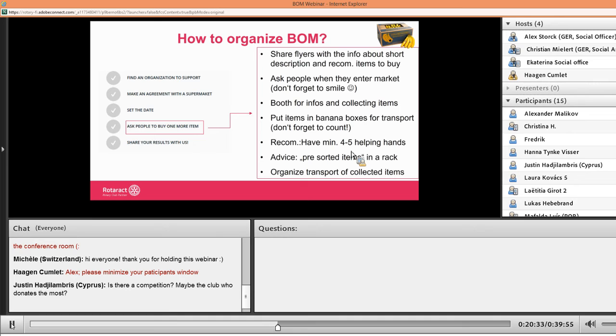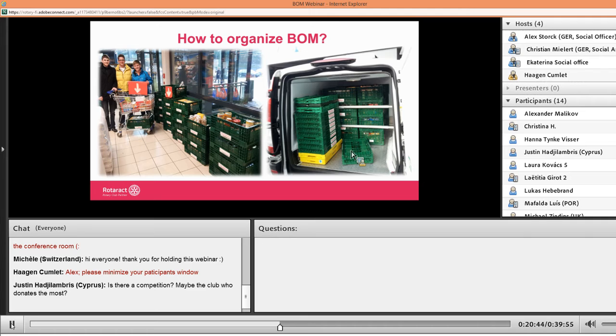And in the end, you should organize how the goods you received should go to the organization you decided on. Here is just an example of how we did it several years ago. We had a small transporter with all the goods inside, and you can also see that we pre-sorted the products a bit, like we had some conserves or things which are more durable in one box, and bread in another one. Yeah, just to give you a visual impression.